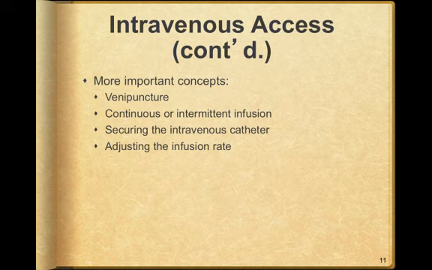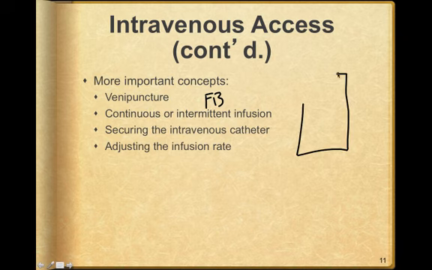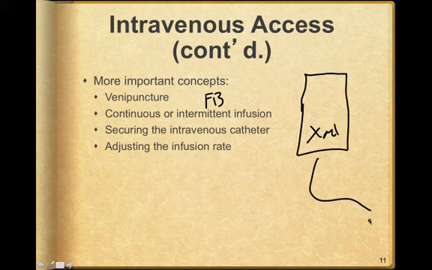Important concepts continued on the same topic are going to be the venipuncture itself. Be sure you are in the lumen of the vein whenever you perform the venipuncture. Decide on whether this is going to be a continuous infusion or an intermittent infusion. If you're going to give them, say, a couple of fluid boluses, that would be intermittent. If we're just going to open it wide up, or deliver a medication of X amount of milliliters over a certain amount of time, then that would be a continuous infusion. Securing the IV catheter, be sure it's taped down very well, and adjust the infusion rate to whatever you're trying to do or whatever is appropriate.